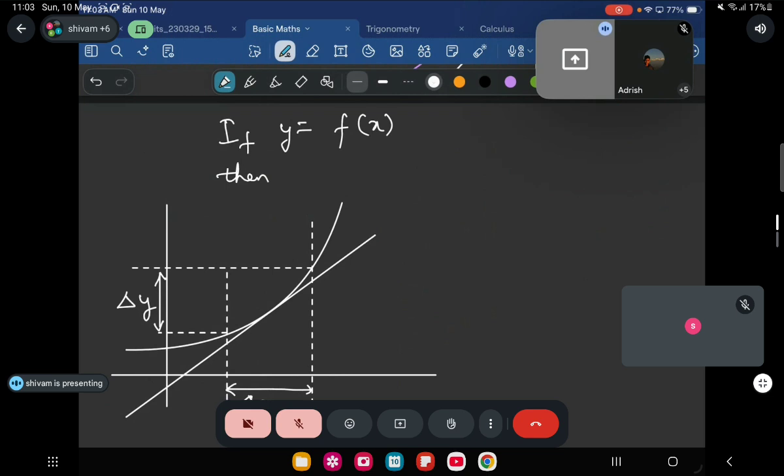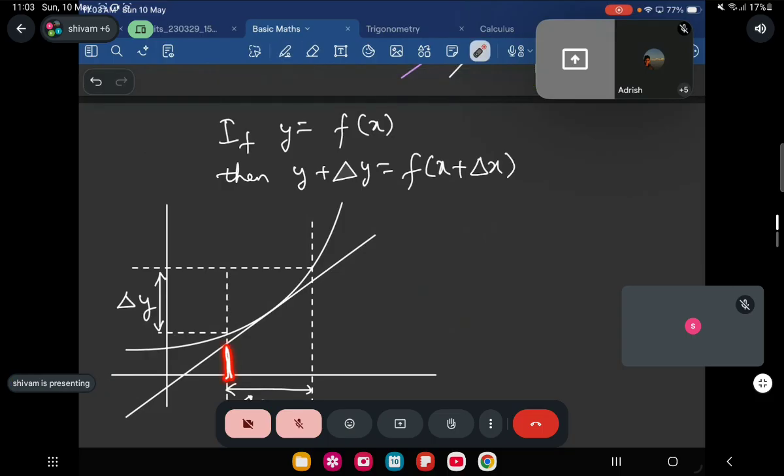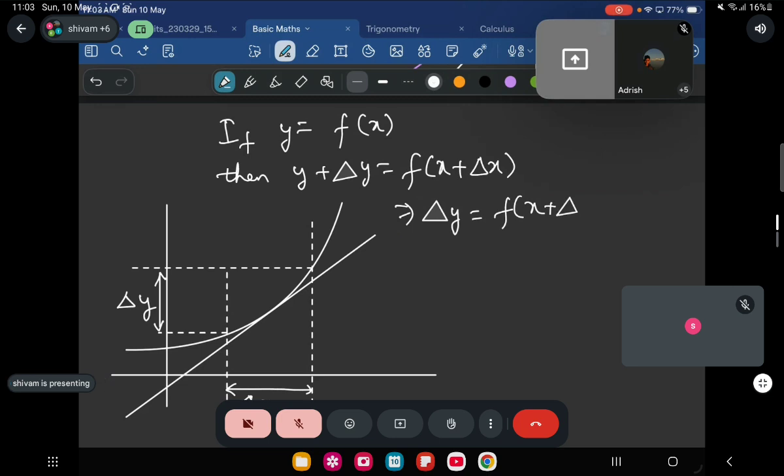So if y equal to f of x, then what is y plus delta y? Y plus delta y is equal to f of x plus delta x. Right or not? Tell me. Next, what is delta y then? This implies delta y is equal to f of x plus delta x minus f of x, taking f of x to the right hand side. Y is f of x only.